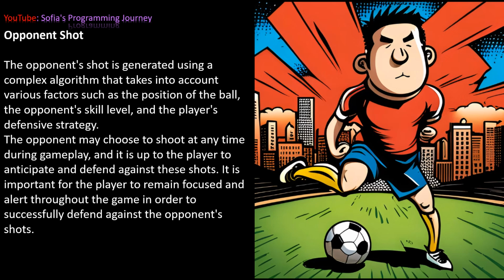The opponent's shot is generated using a complex algorithm that takes into account various factors such as the position of the ball, the opponent's skill level, and the player's defensive strategy. The opponent may choose to shoot at any time during gameplay, and it is up to the player to anticipate and defend against these shots. It is important for the player to remain focused and alert throughout the game in order to successfully defend against the opponent's shots.